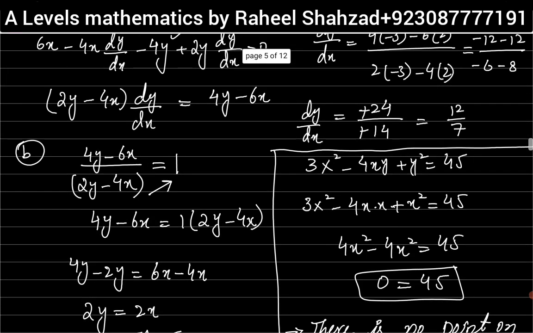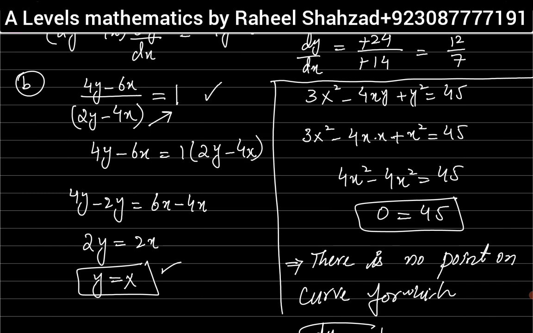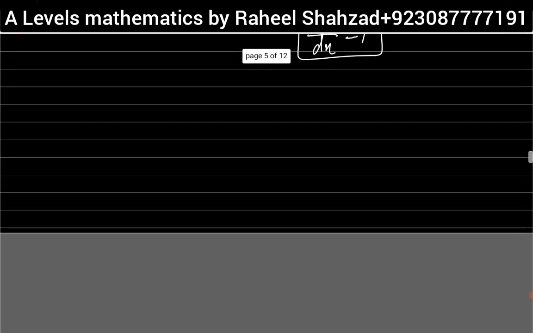So we put gradient is equal to 1, and this is the situation we got, y equals to x. So y equals to x, original equation is 3x square minus 4xy plus y square equals to 45. We substitute y equals to x in the original equation. That gives us 0 is equal to 45. So that means this is not the true situation and there is no point on the curve for which derivative is equal to 1, right? Okay, let's move to next question now.